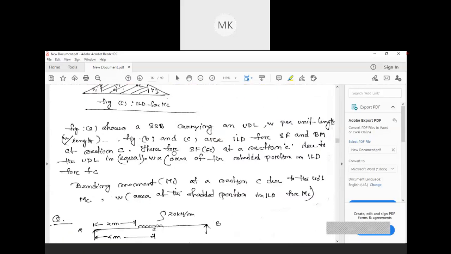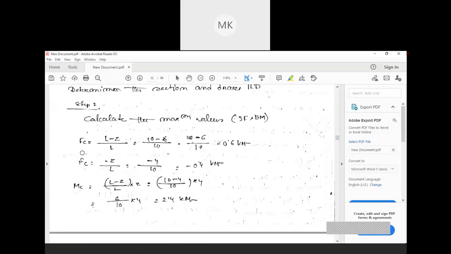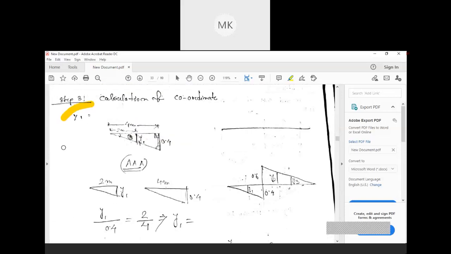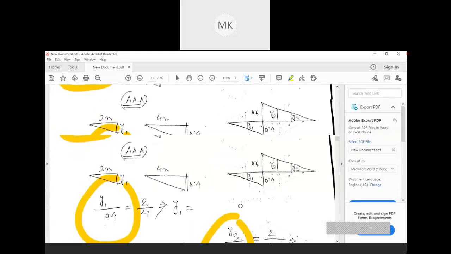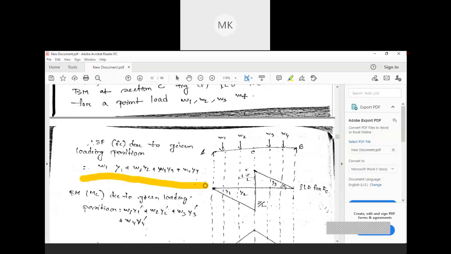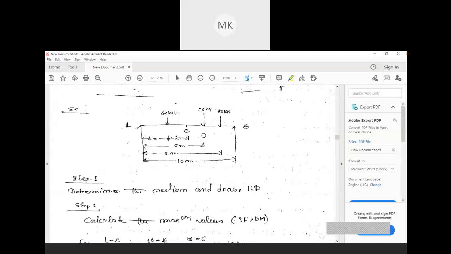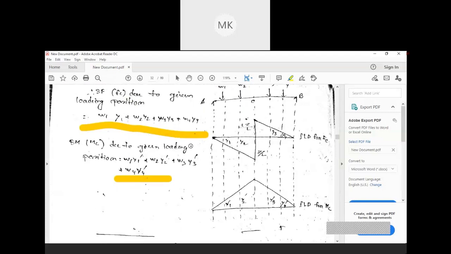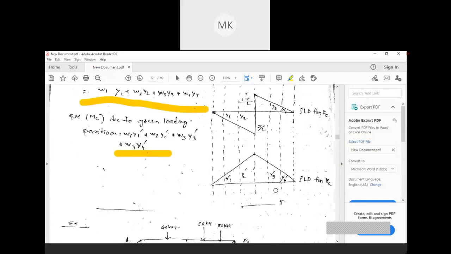Similarly, when we consider this point load also, as in the earlier case, we find out FC, MC, and after that we find out that ordinate, Y1, Y2, Y3. After this, again you need to put in these formulas. For this particular case also, when we are considering more than one point load, we need to consider this diagram, and similarly we need to find out this ordinate.